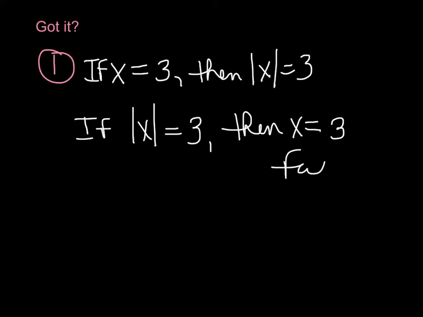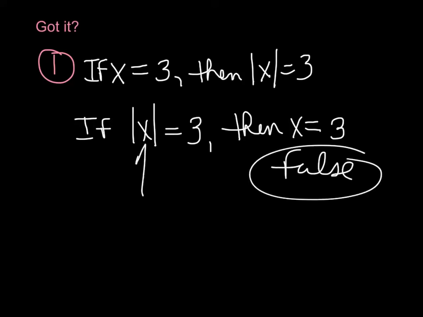That actually is false. The reason being is, what else can you take the absolute value of that gives you an answer of 3? Well, x could also be negative 3. So this is not necessarily true. You have a counterexample. x is also negative 3 here, so this statement would not work. We cannot write a biconditional, so the answer is false.